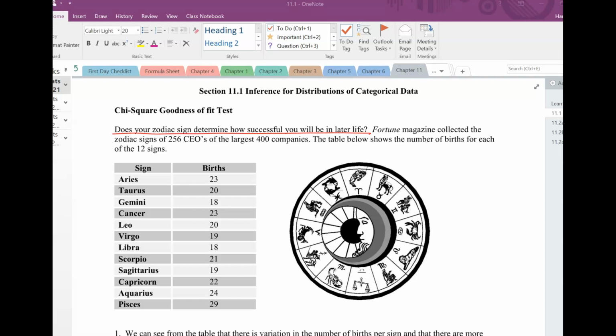Today we're going to start chapter 11, which will be a little bit of a change of pace. We're going to be talking about something called the chi-square goodness of fit test. And we're going to go through all the parts of any significance test.